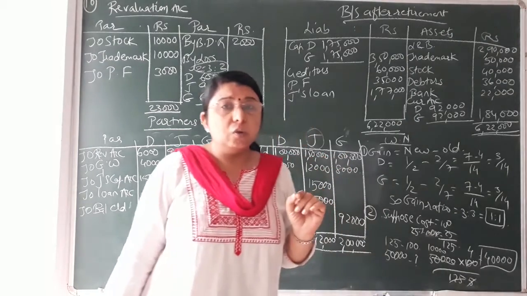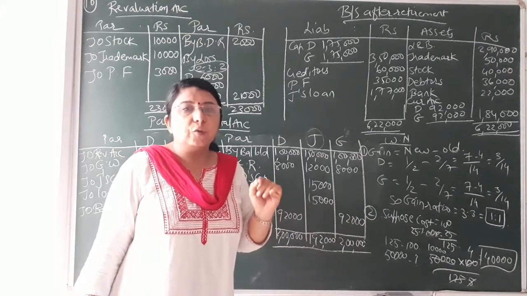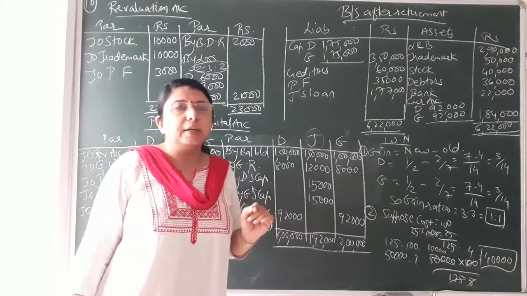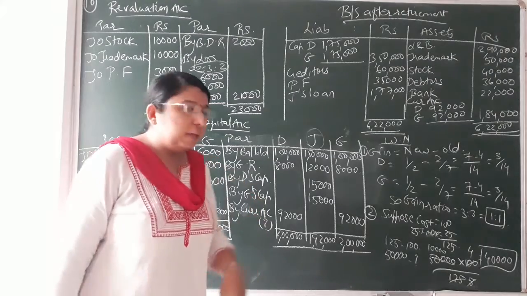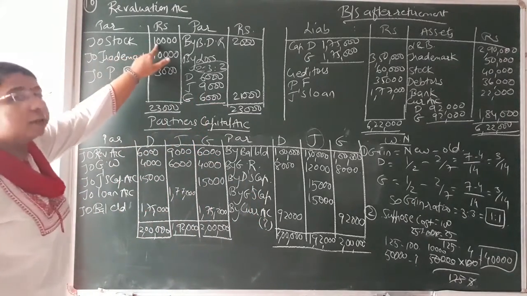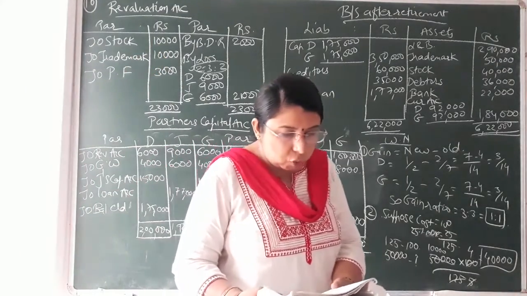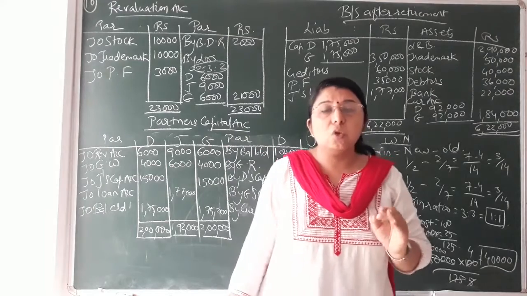That 10,000 decrease in the value of stock will occur as a loss for the firm, and that loss is to be recorded on the debit side of the revaluation account. You can see on the debit side of the revaluation account that I have written to stock, that is rupees 10,000. Again repeating the same adjustment: stock is shown in the books at 25% more than its cost.